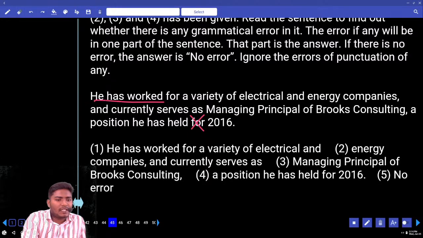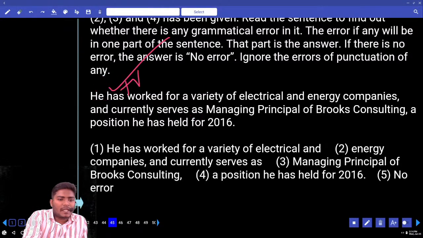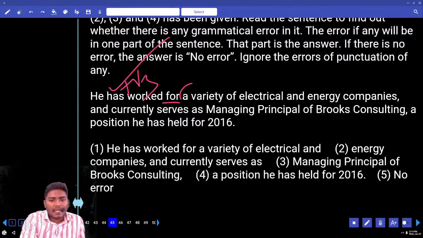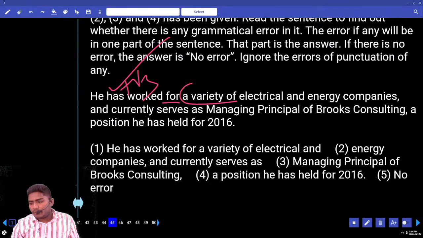Next one. He has worked. Can we use he has or he have? He has, and has is followed by V3. He has worked for a variety of, underline this, variety of.